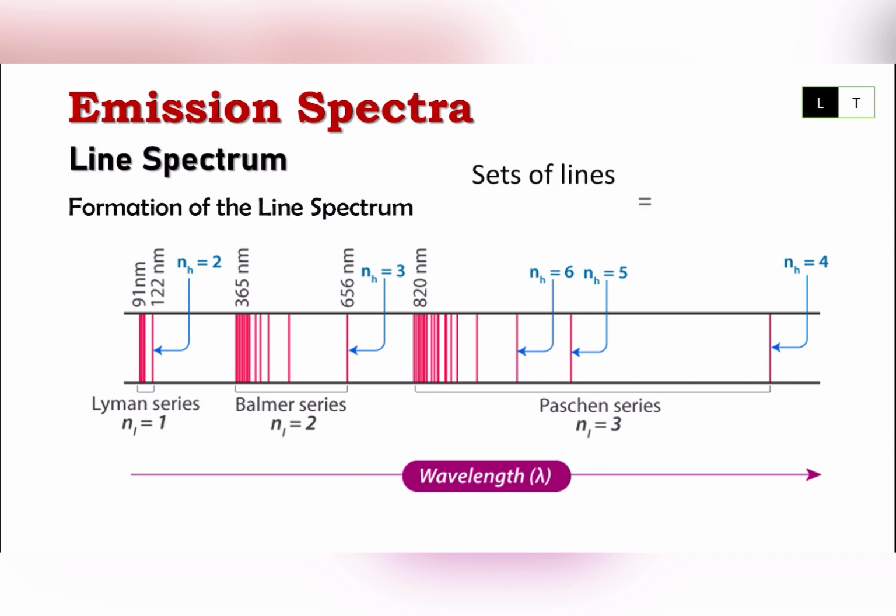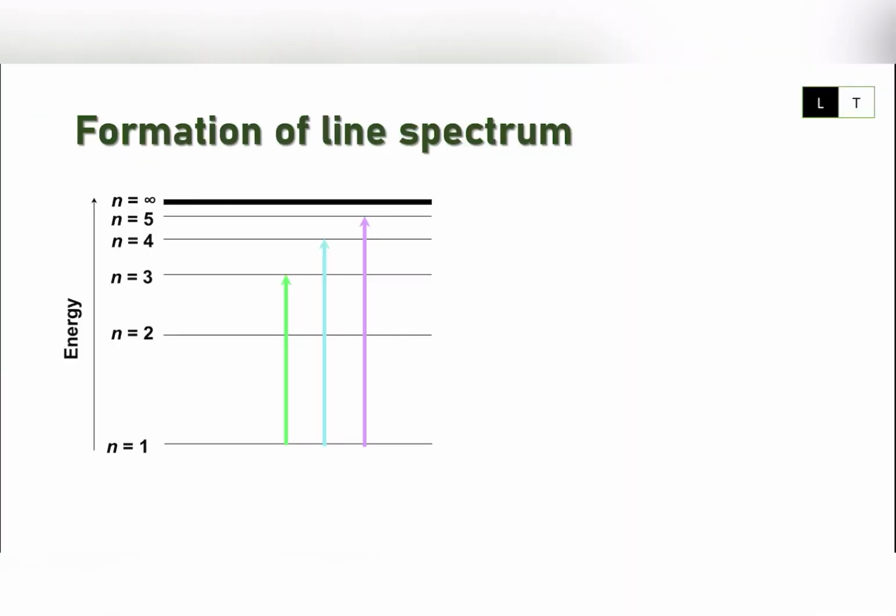This is the keyword that you have to know. It is referring to the same thing: sets of lines equals series. Basically, you are going to learn 5 different series, but I just introduced 3 with you right now. We are going to learn more later on. Let's go to the formation of line spectrum.